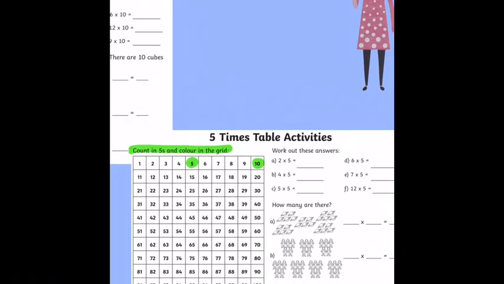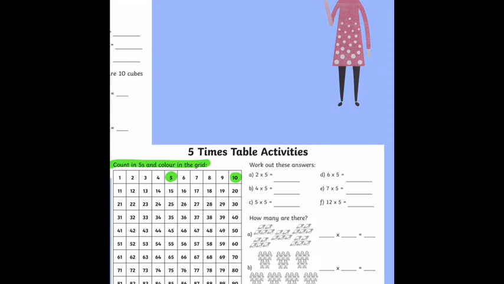For your next activity, it says that you need to work out these answers. So for A, it says 2 groups of 5. So I can see that I've counted 1 group of 5 here, and this is 2 groups of 5. 5, 10. When you've coloured in the rest of the grid, you can use that to help you work out the answers for the rest of the questions as well.